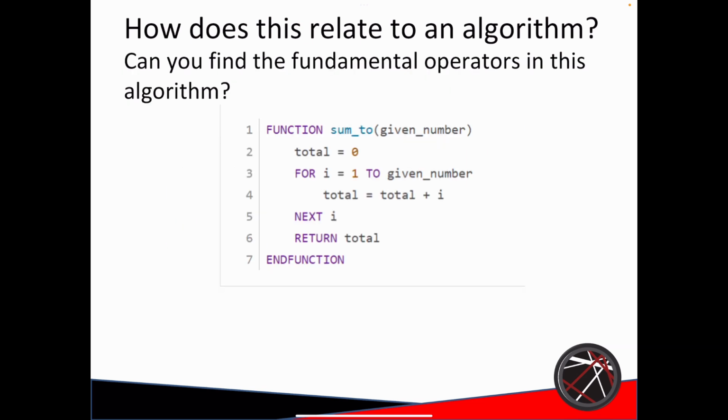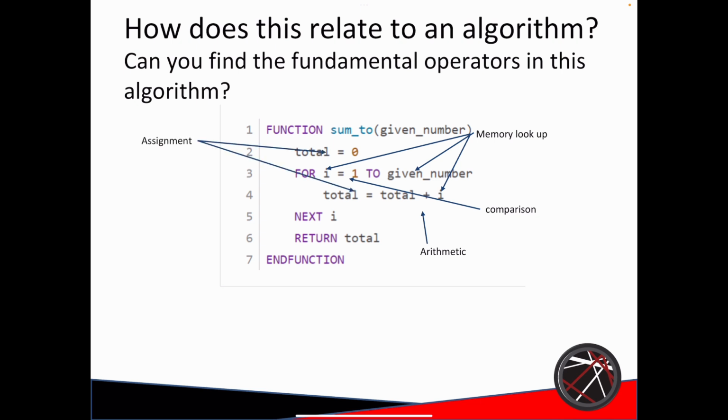So for example, I've just got a simple algorithm here, and what you can see is we've got some memory lookup where we're looking for the values in those particular variables. We've got a comparison, so the I being compared to 1. We've got some arithmetic taking place of the total plus I. We've got the assignment of the 0 into the variable of total, and again the total plus I going into the value of total. And we've also got a returning value.